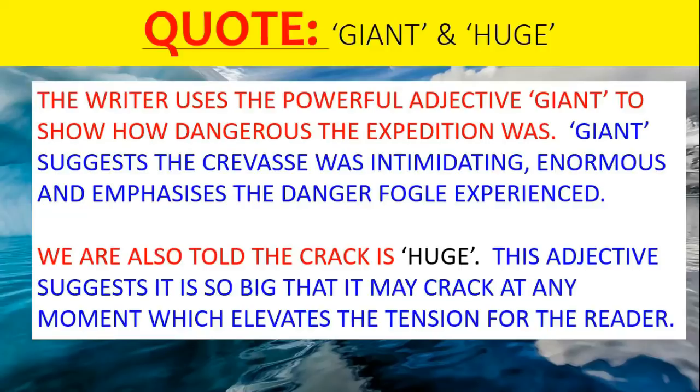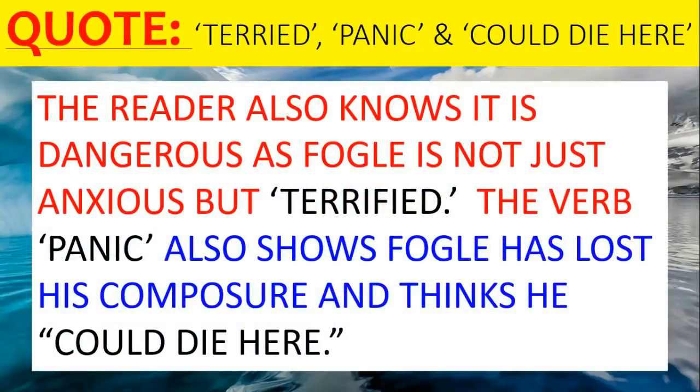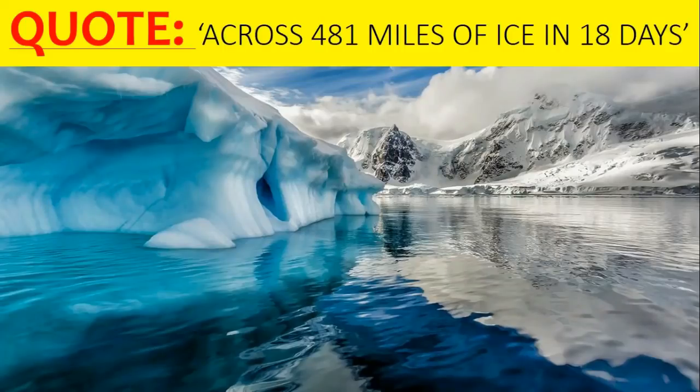This adjective suggests it is so big that it may crack at any moment, which elevates the tension for the reader. Terrified, panic, and could die here. The reader also knows it is dangerous, as Fogle is not just anxious but terrified. The verb panic also shows Fogle has lost his composure and thinks he could die here.